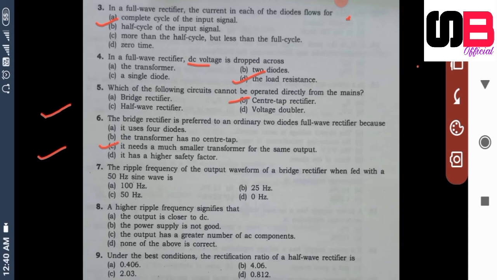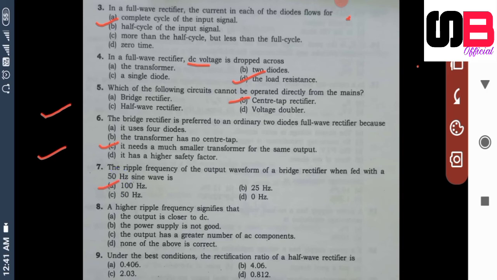The next one, the ripple frequency of the output waveform of a bridge rectifier when fed with a 50 Hz sine wave. Option A 100 Hz, option B 25 Hz, option C 50 Hz, and option D is 0 Hz. So in this case the answer is option A, 100 Hz. Actually, whenever the input frequency is 50 Hz, the output frequency is double in case of bridge rectifier. So it will be 50 into 2. So the answer is 100 Hz.